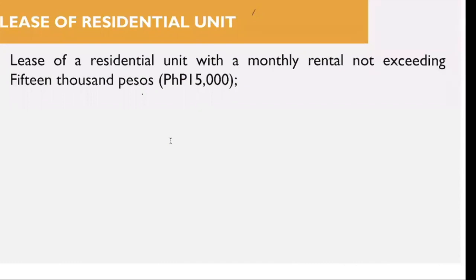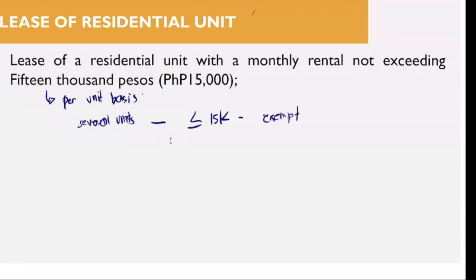Next exemption, lease of residential unit. So, lease of residential unit with a monthly rental not exceeding 15,000 pesos. Again, this is based on a per unit basis. So, as a rule, if several units, if ever it is less than or equal to 15,000, exempt. If it's greater than 15,000, the other units, it is considered taxable.